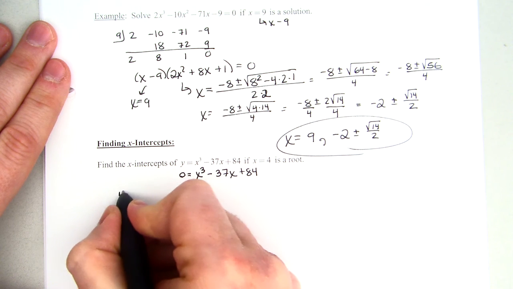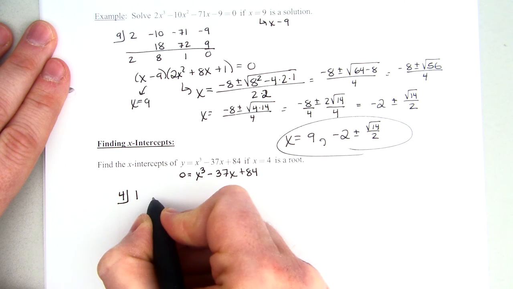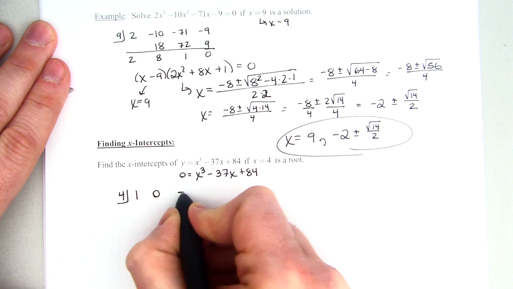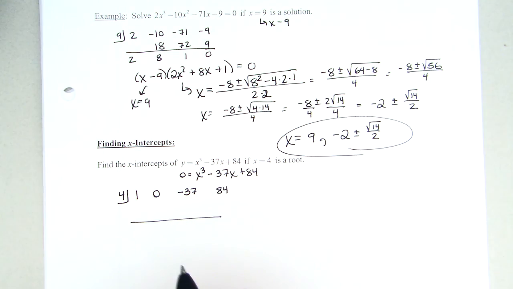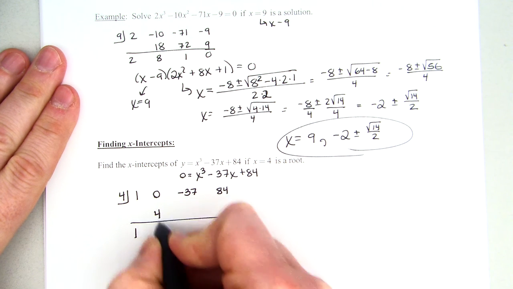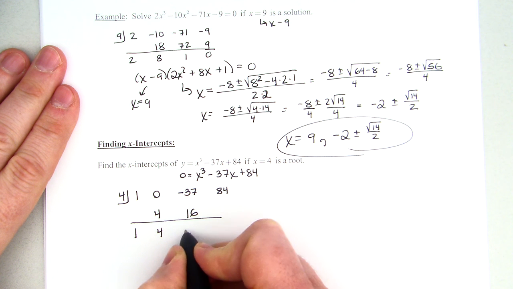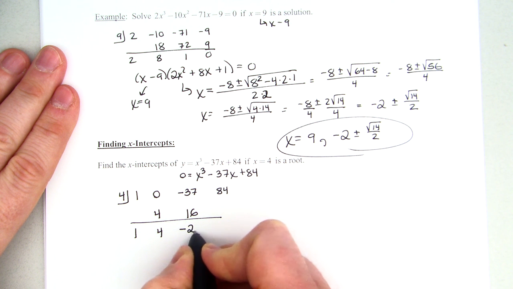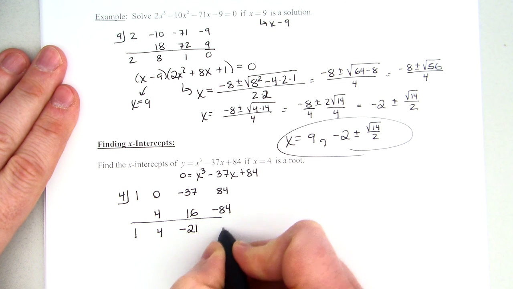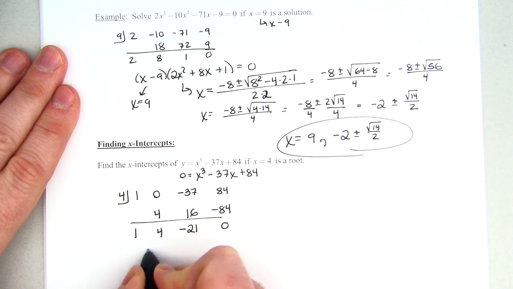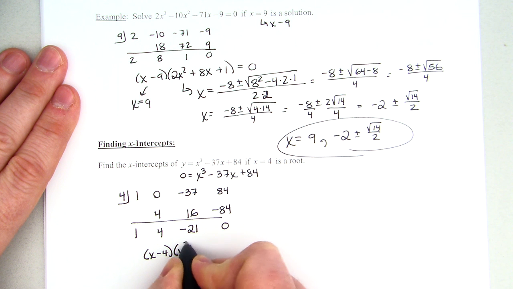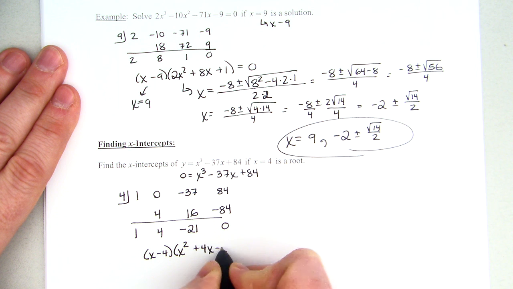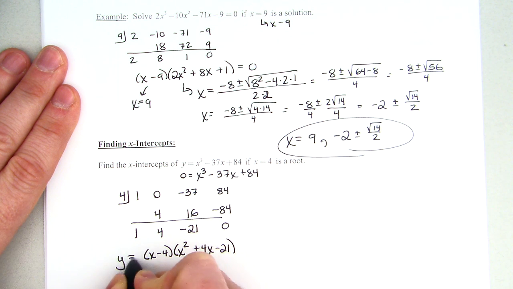So let's divide. 4 in the box, 1. Oh, don't forget about the 0 for the x squared term. Negative 37, 84. Here we go. Down 1, up 4, down 4, up 16, down, I think, negative 21, up negative 84, down 0. I'm going to get x minus 4, because that's how I got 4 as an answer. And then x squared plus 4x minus 21. I guess we could say this is y equals, because it was a function.